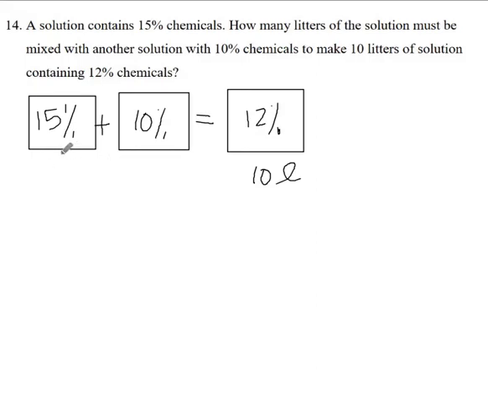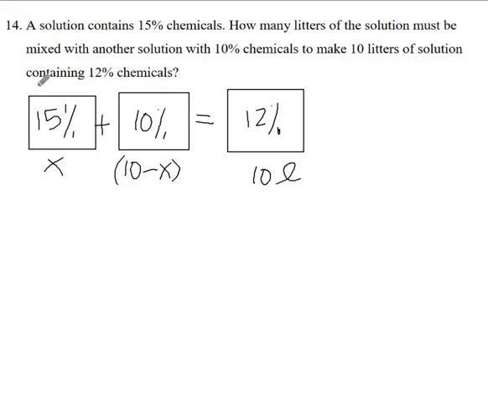So in this case, I'm going to assume that I'm going to use x liters from the 15% solution. If I use x liters here, since I cannot exceed 10, the rest should go for the second solution. The rest would be 10 liters minus x. So now I'm ready to write the equation. 15% times x plus 10% times 10 minus x must be equal to 12% times 10.